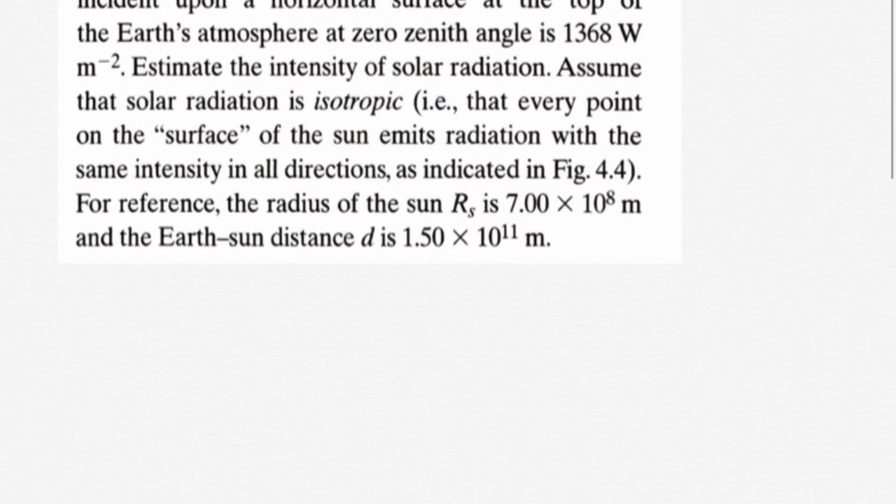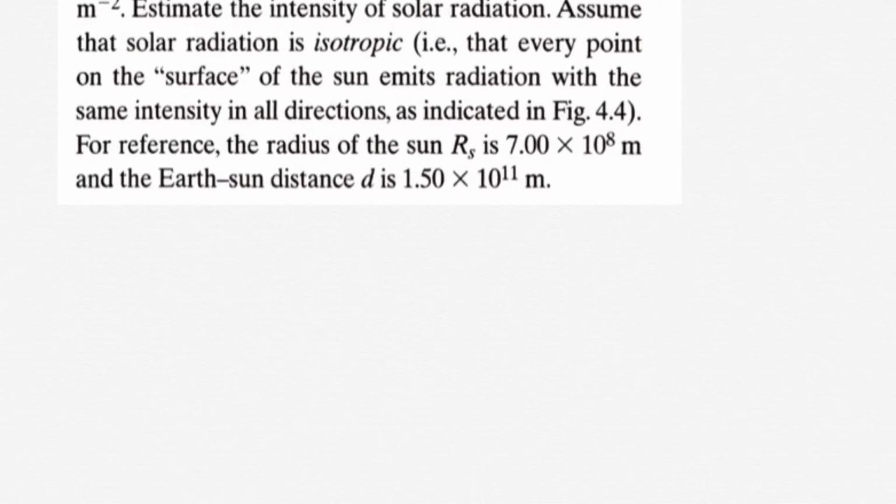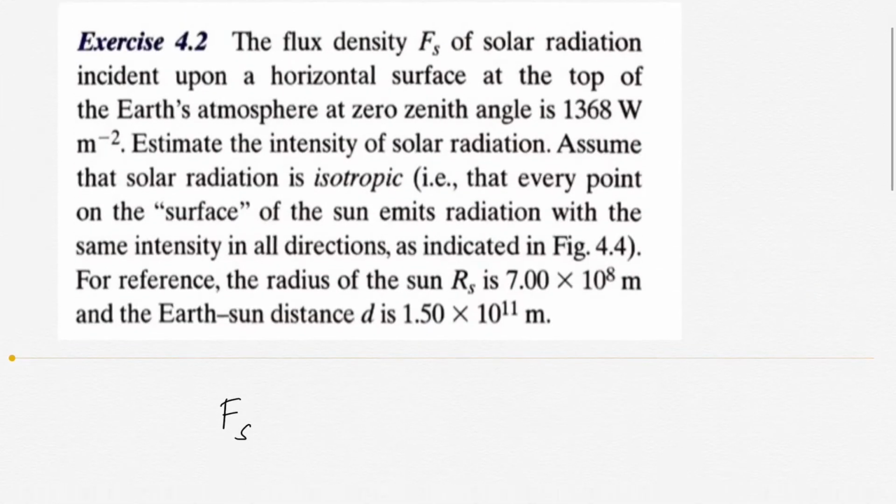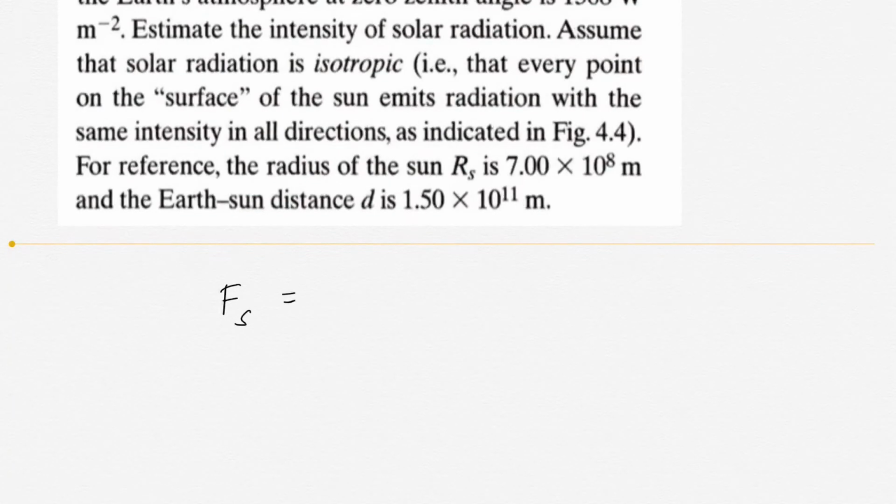So we start this example by using the equation Fs, or the flux density, is equal to the integral of I cos the zenith angle and the fraction of the sky. So since I is constant, it comes from all directions, so we can bring that out, and that just leaves us with this.